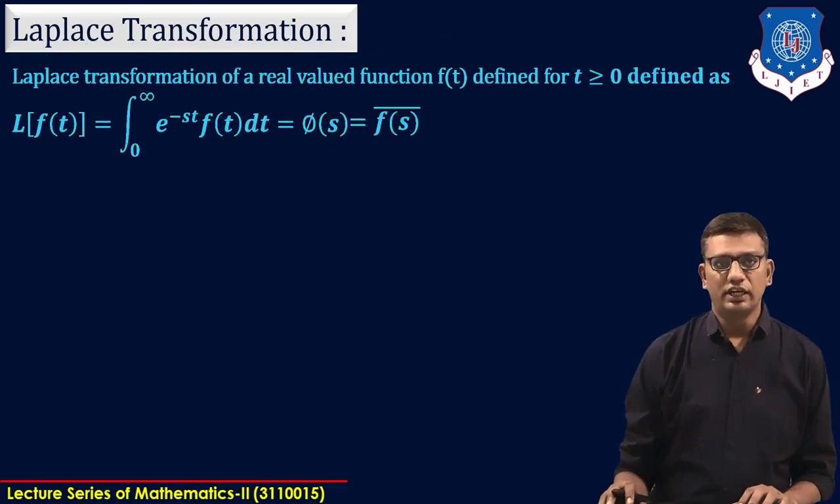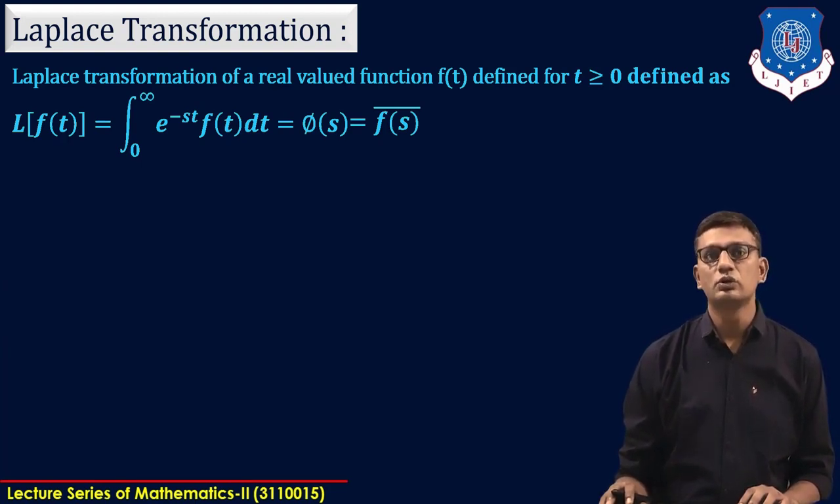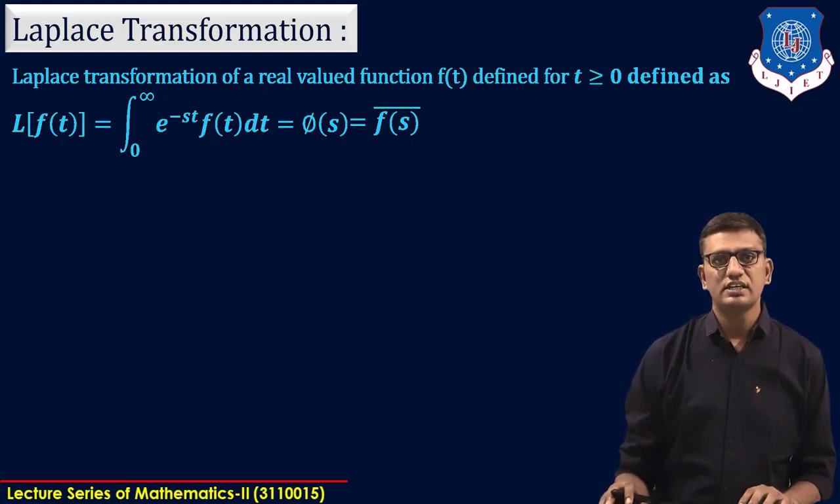Here, we know that Laplace of f(t), denoted as L of f(t), equals the integration from 0 to infinity of e raised to minus st f(t) dt, and the answer is in terms of s. That means we have some function of s, which is phi of s or f bar s. That means the Laplace of f(t) is equal to phi of s.